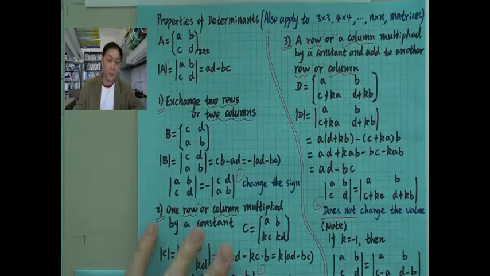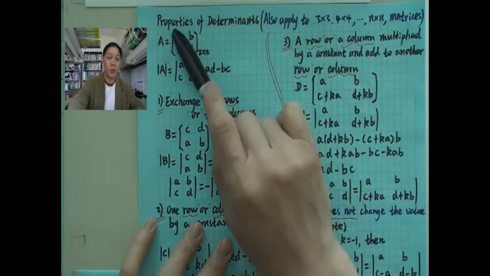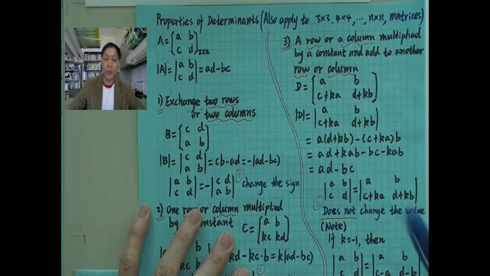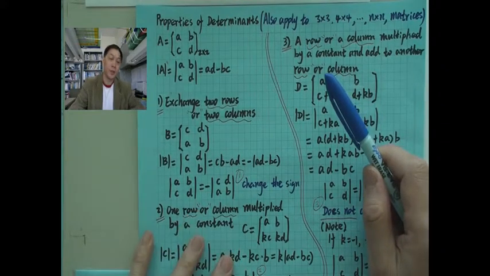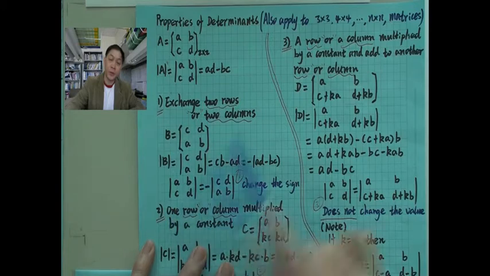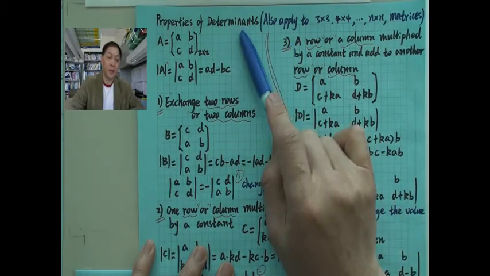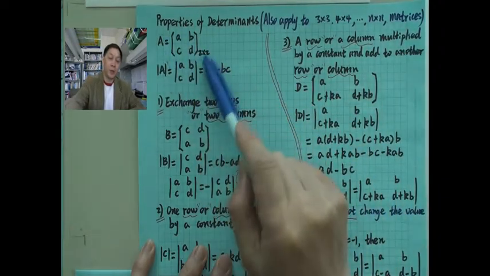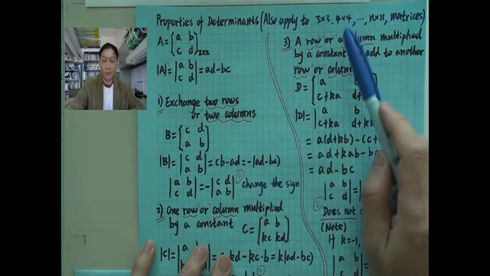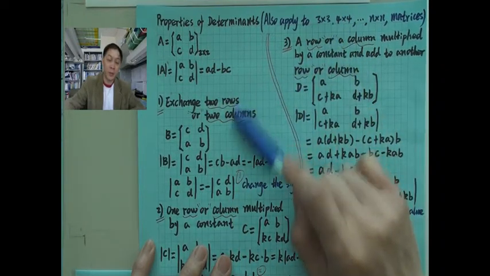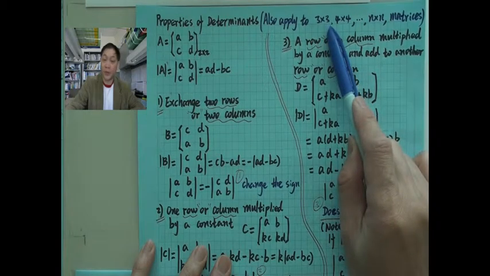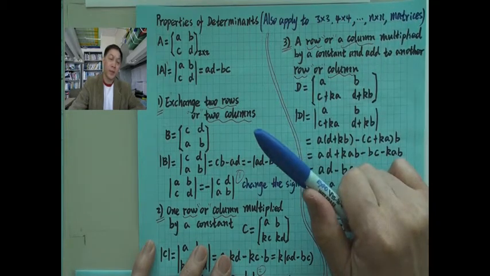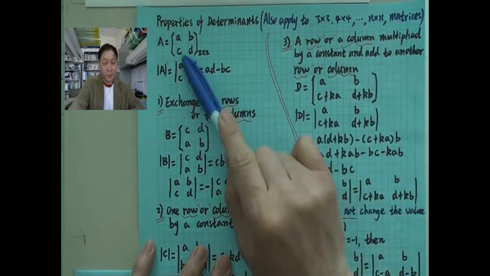In this lecture, we will talk about properties of determinants. We will use examples to show that there are three properties, 1, 2, 3, for determinants of a matrix. The example we are going to do right here is a 2 by 2 matrix. But all the properties apply to 3 by 3, 4 by 4, or n by n matrices. Let's look at this example.